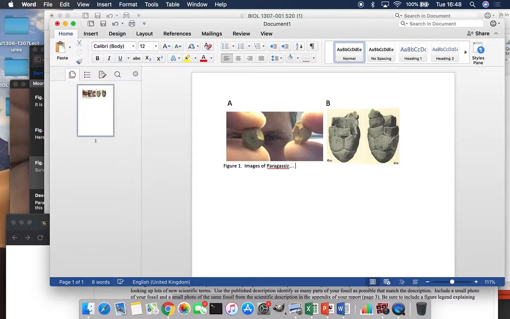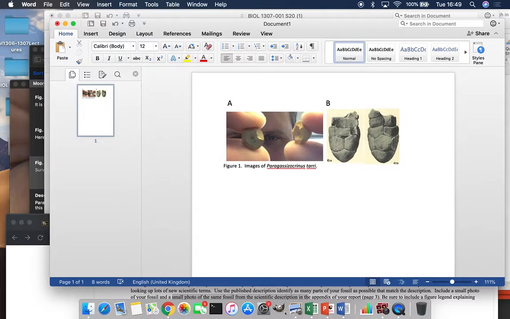So, images of Paragasicocrinus terrai. And with genus and species, binomial nomenclature, we always make those italics. So here we go. To do italics, it'll be different on each one. Mine has a little button right there you can click to make it work. And so it's just those two. You don't have to put family or anything else in italics, just genus and species.